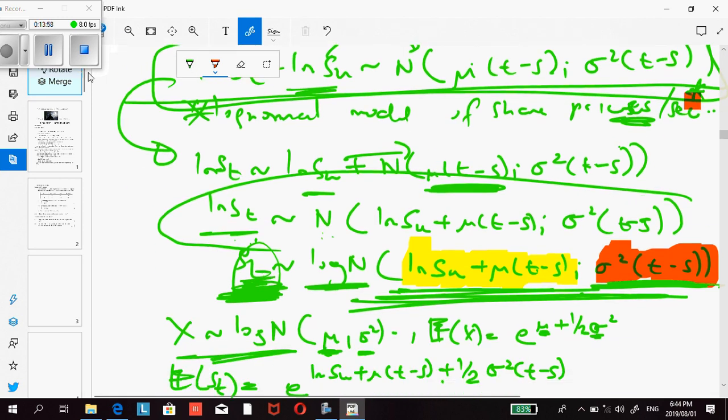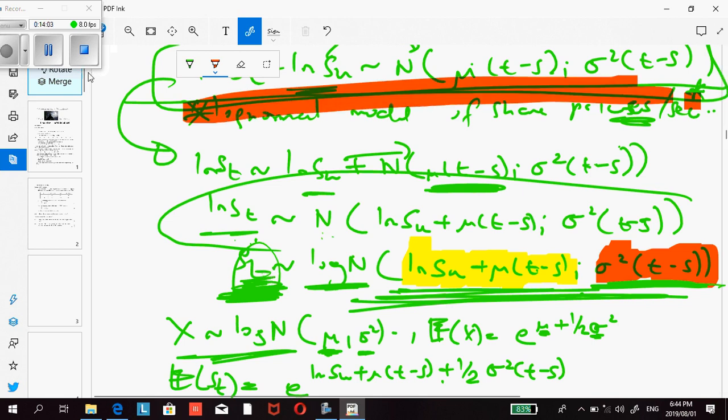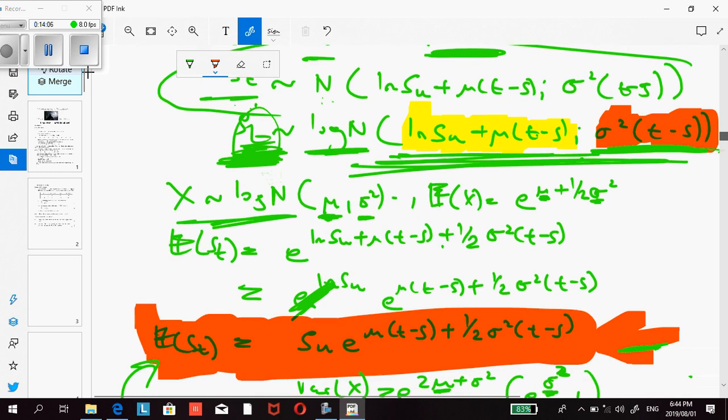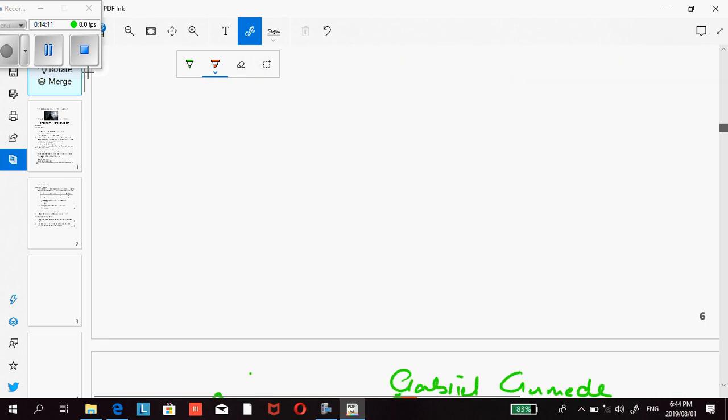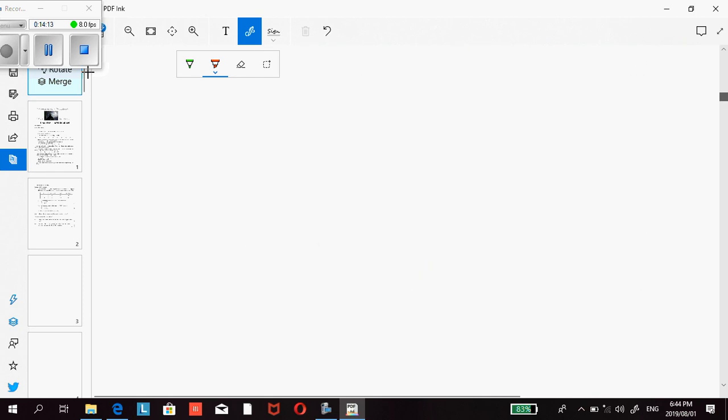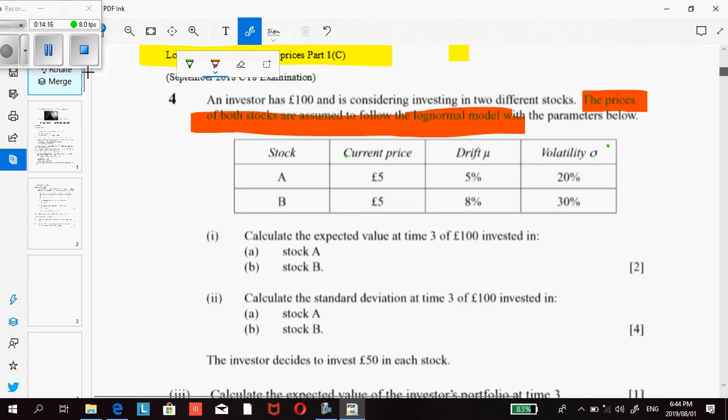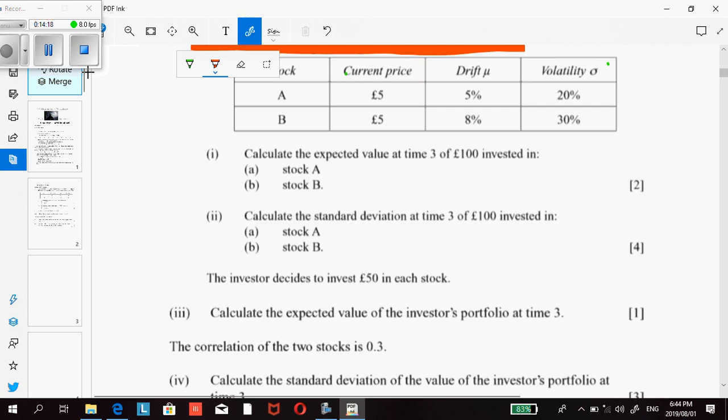But usually they don't start here, because if you start here, you waste time. They start here and here. But let's read what the question is saying. It gives the parameters for stock A and the parameters for stock B. Now the first question says calculate the expected value at time 3 of £100 invested in stock A for part A of the question, and £100 invested in stock B for part B of the question.